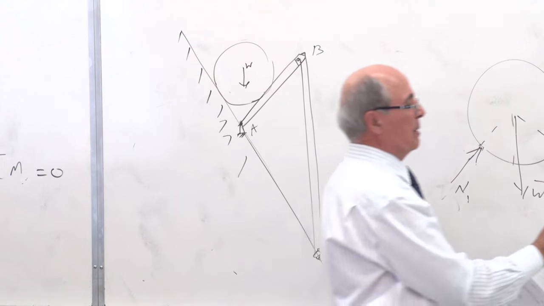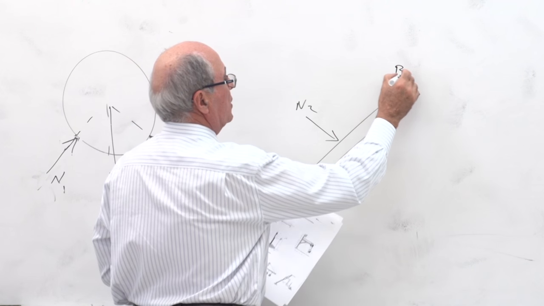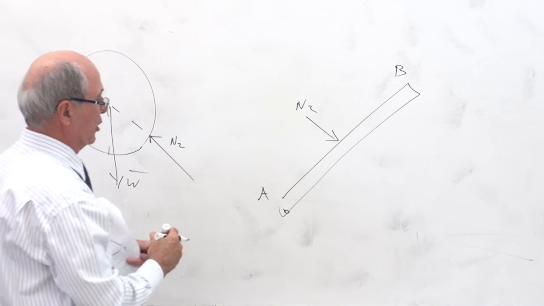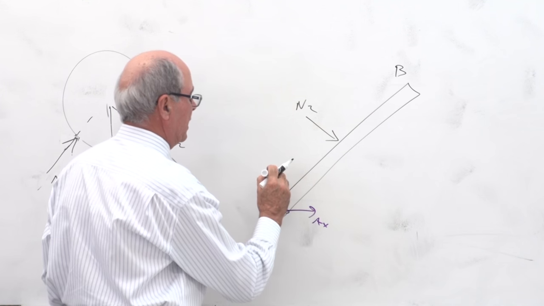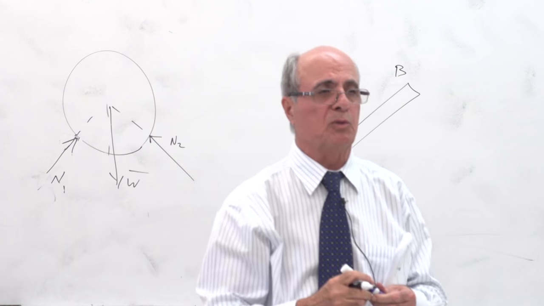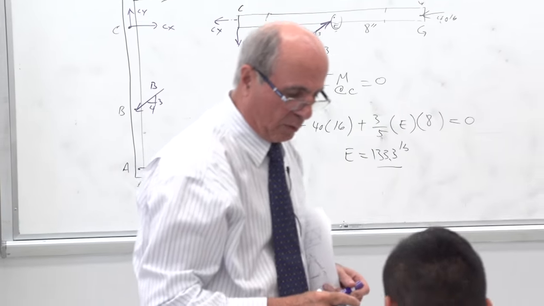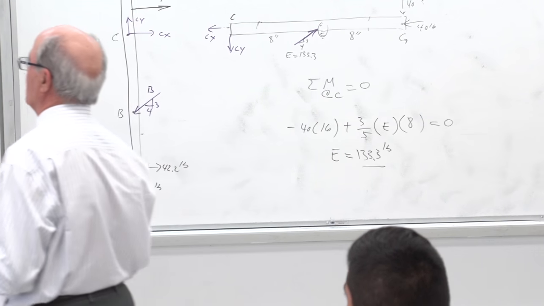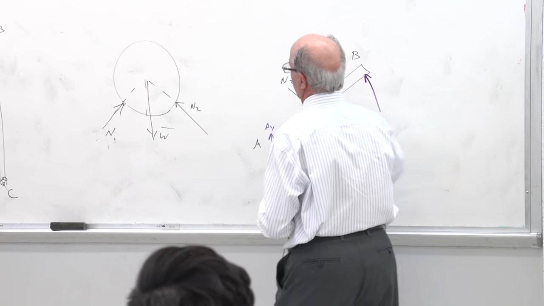So now here is member AB. At A, I put AX and, let's put it here in unknown format, AX and AY. Now what should I put at B? That looks like a pin. Should I put BX, BY, or only one force? Only one force, because BC is a two force member because of the way it's been designed. Therefore, I put only one force in that direction, wherever that direction is.